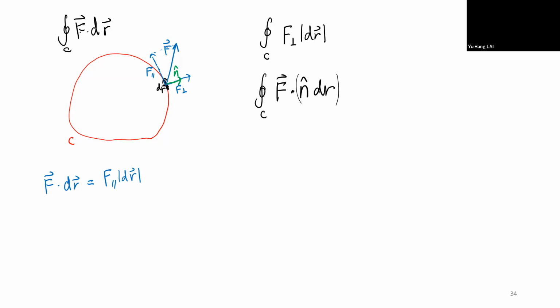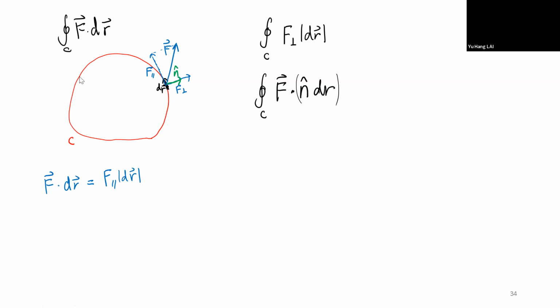Instead of taking the dot product between f and dr, what I'm going to do is to take the dot product between f and this n dr, where n is the normal vector. So this is the kind of line integral that we are going to consider. Remember when we talked about the first kind of line integral, if f is a force field, it has the physical meaning of work done. So that's what we had last time.